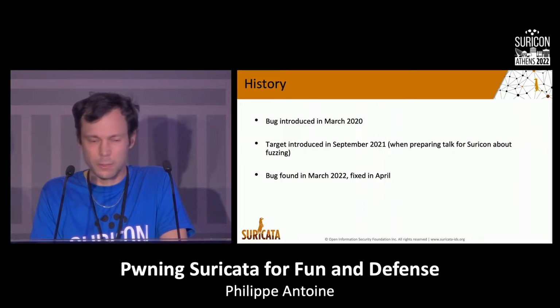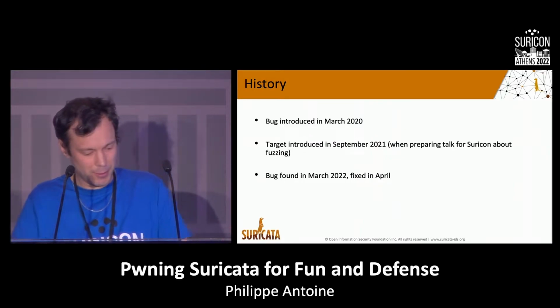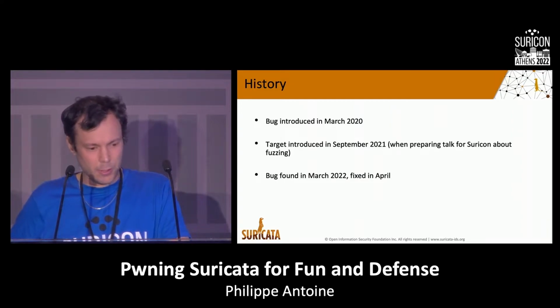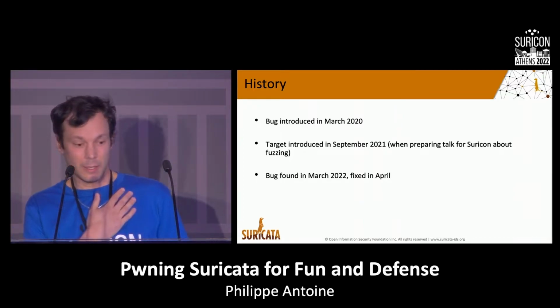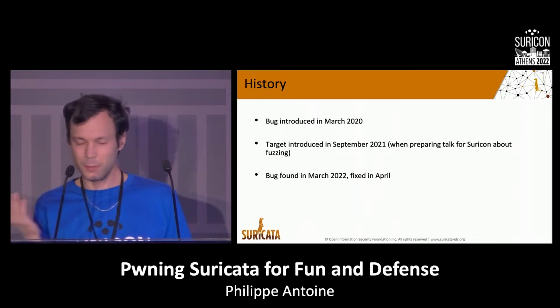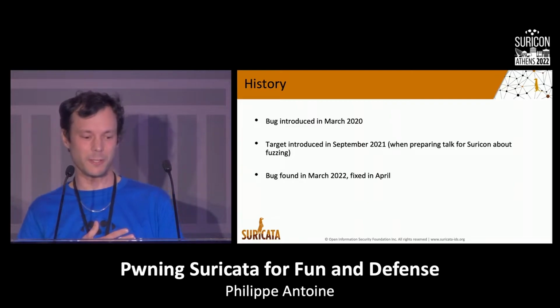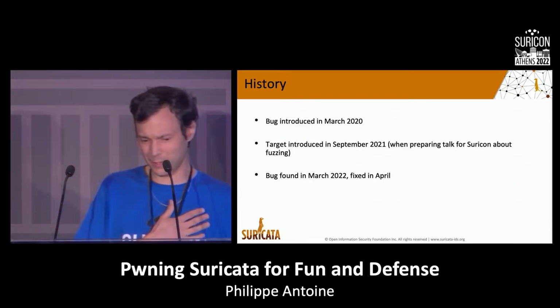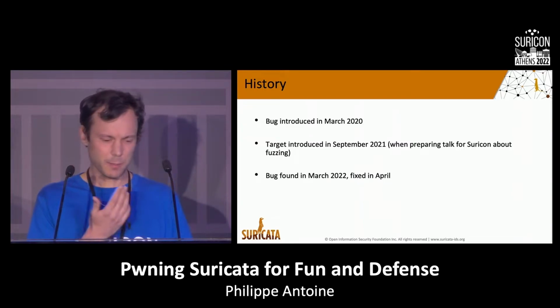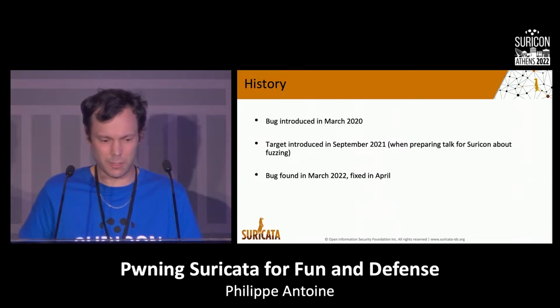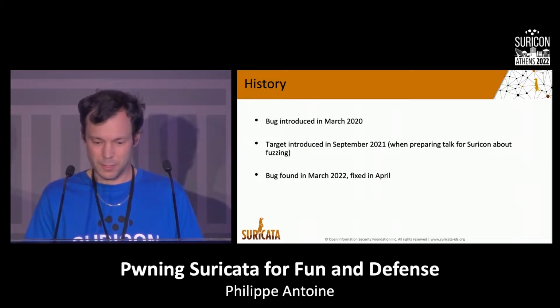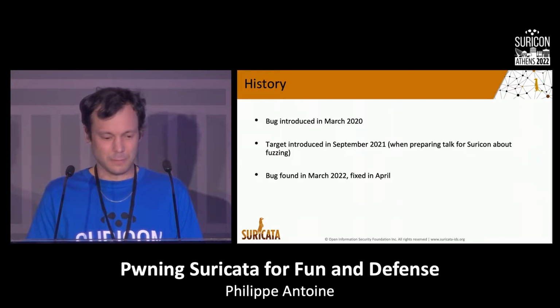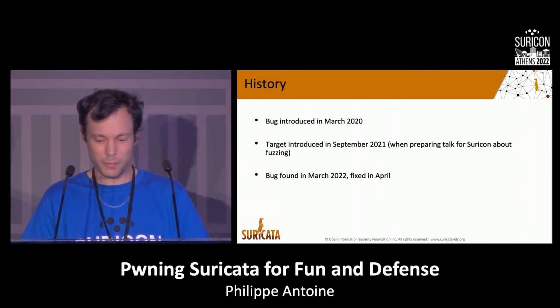To give the timeline with dates, the bug was introduced in March 2020. The first fuzz target that found it was introduced last September when preparing the talk for SuriCon about fuzzing. I said, I could add this target, it should find bugs. And it took 6 months to find this bug, even if it was already present. So it had been living for 2 years. Fuzzing was good, but it was not super fast to find the bug.